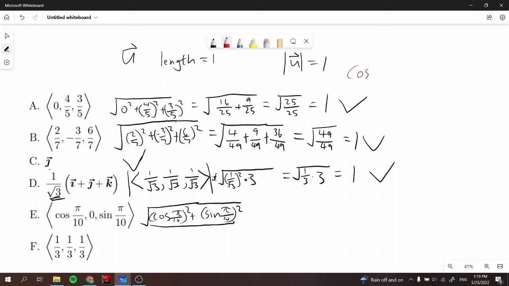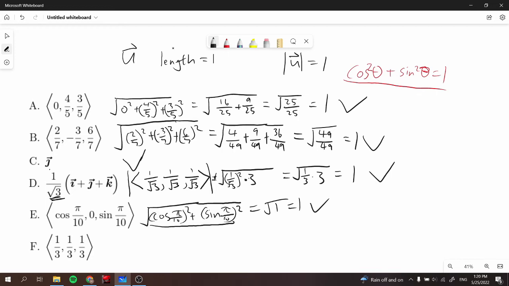So the square of cosine of any angle plus the square of sine of any angle is 1. It doesn't matter how big the angle is, how small the angle is, this identity will hold true for all angles. Just going back here, it doesn't matter if it's pi over 10, pi over 2, pi or 0, right? So we have cosine squared of some angle plus sine squared of some angle, so that just equals 1. So root 1 is 1, so that is a unit vector.